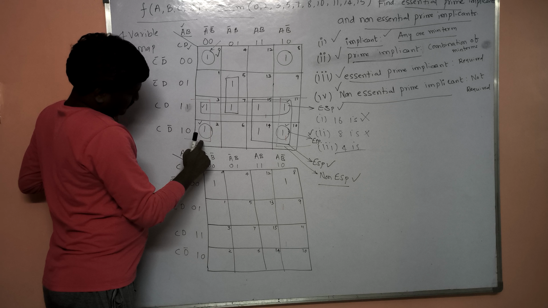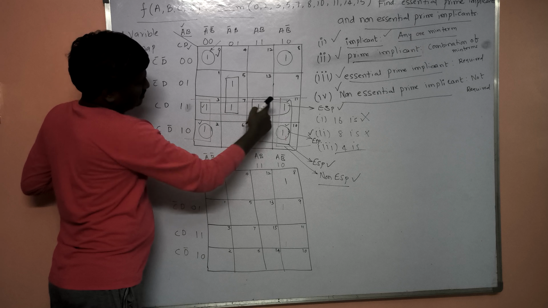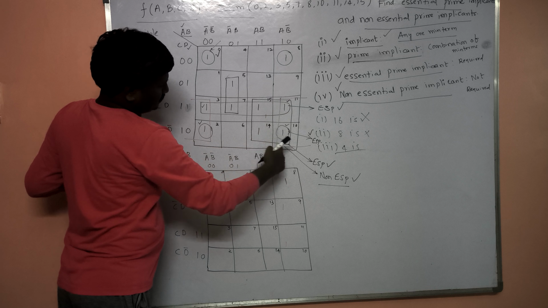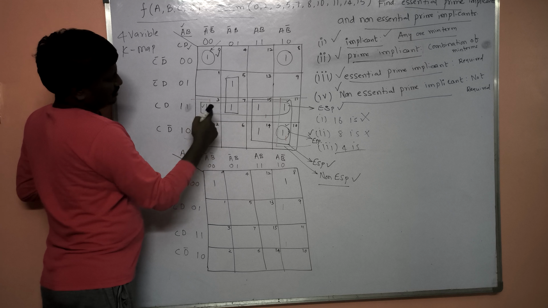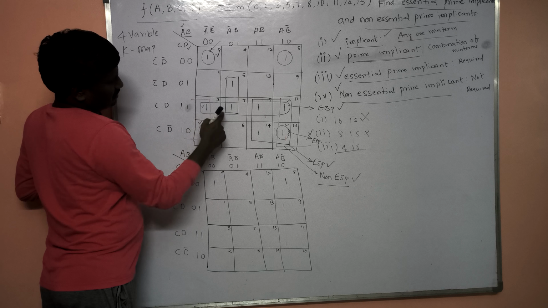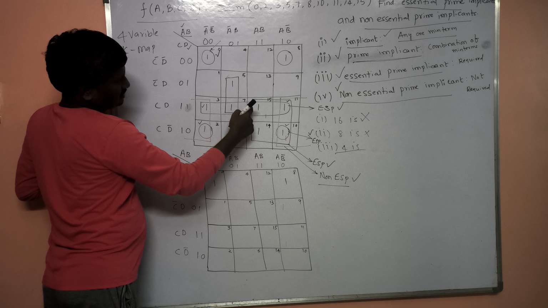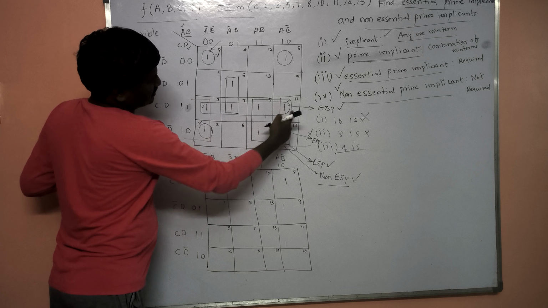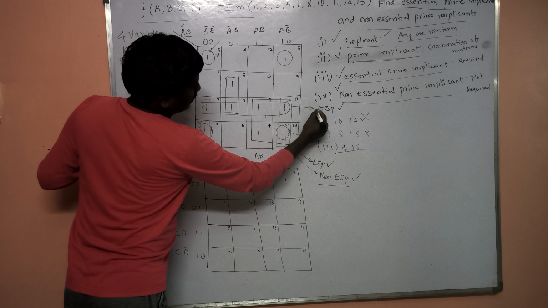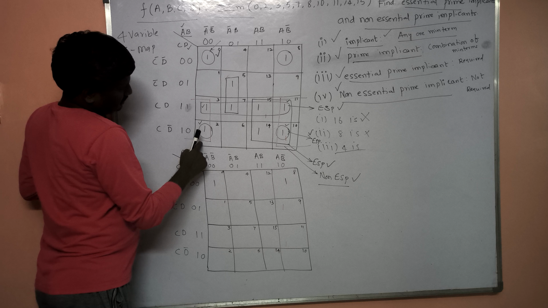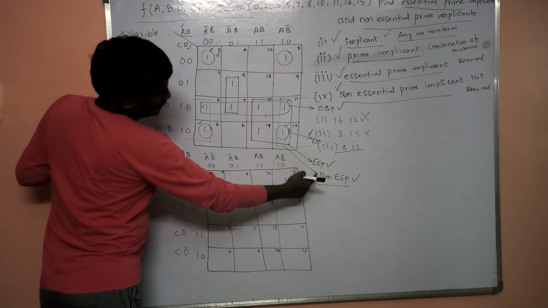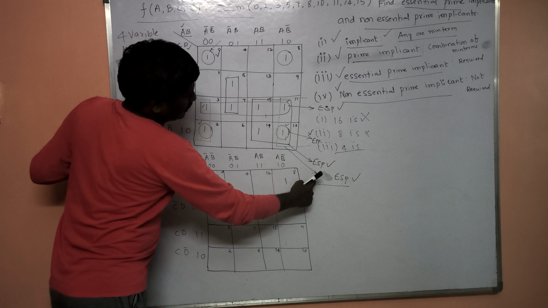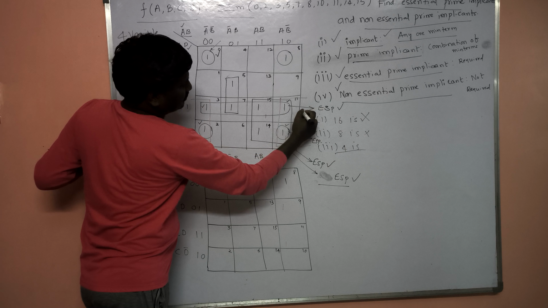If you take this red combination as well as this 4 ones combination, even after combining this 4 and this 2 and this 2, if you look at these ones, this one is covered here, this one is covered in this one, this one is also covered in this one. So everything is covered. So if I use this as an essential prime implicant, then this will be non-essential. This will be non-essential.